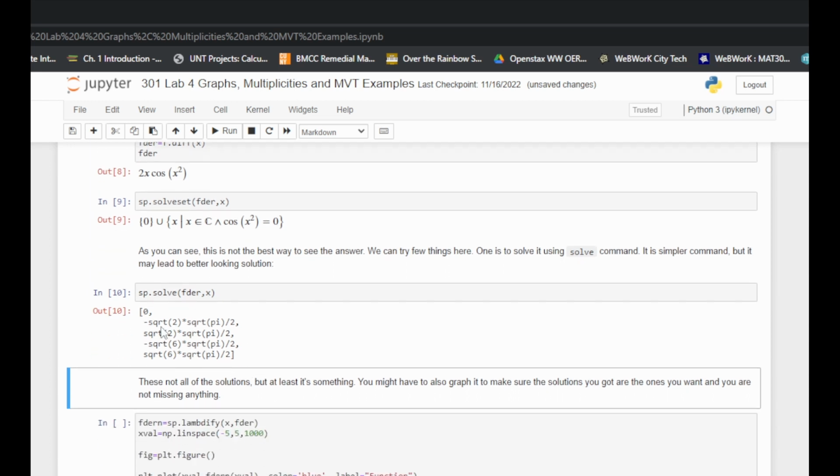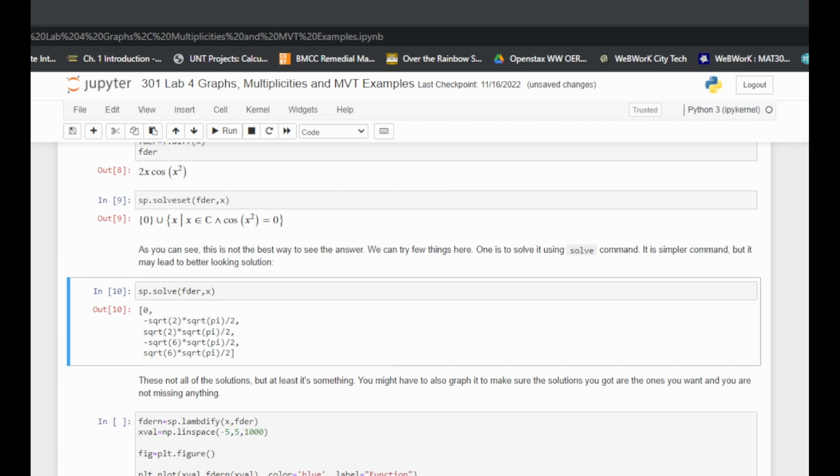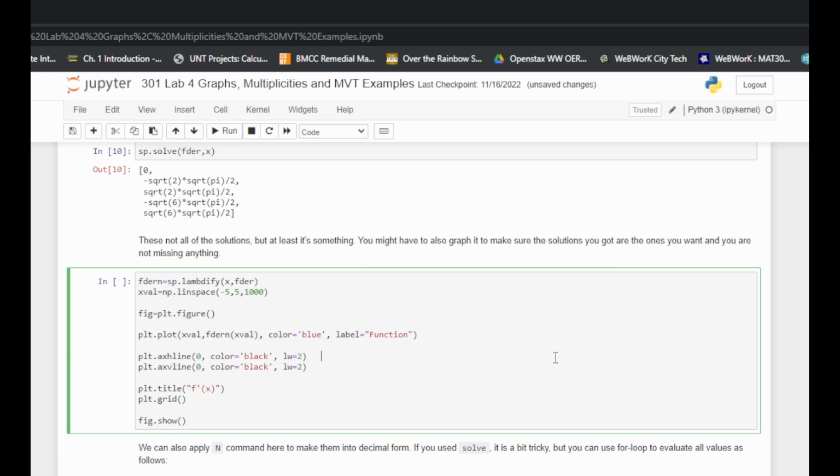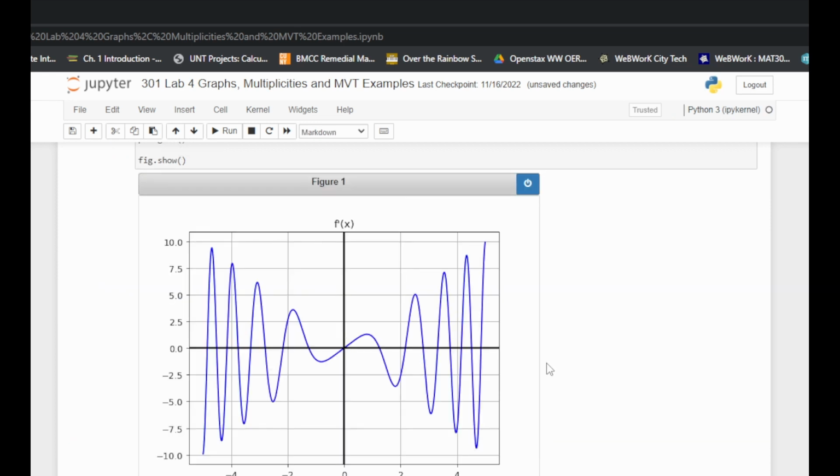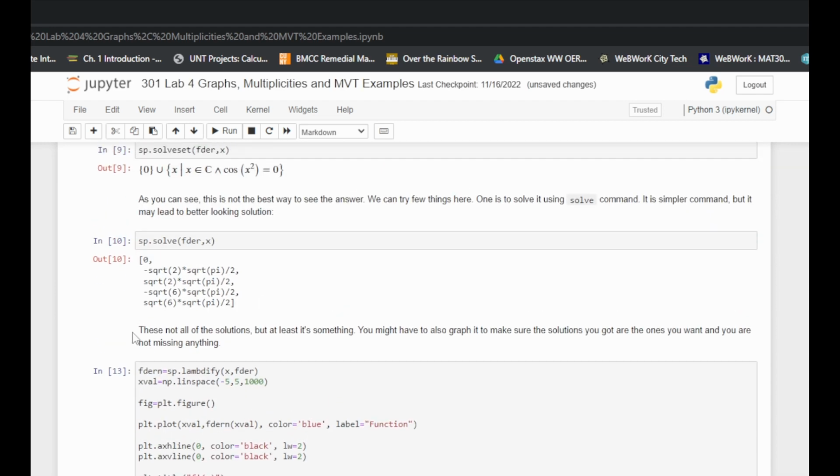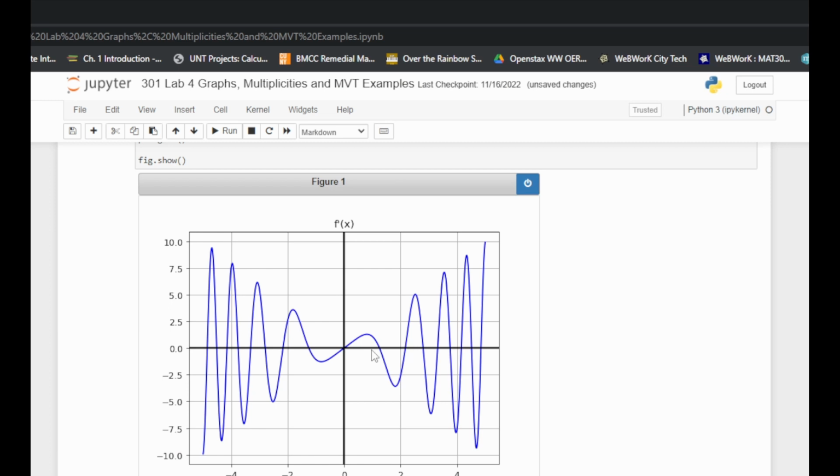This is much better. We have 0 here, and we have 4 more answers. These are, of course, not all of the solutions, but at least it's more than before. Often, you will also need to graph your function or the graph of a derivative to make sure you have all the solutions. For example, let's graph the derivative in this case. As you can see, we do have infinitely many solutions, and the 5 solutions that we got here are in essence the ones in the middle.